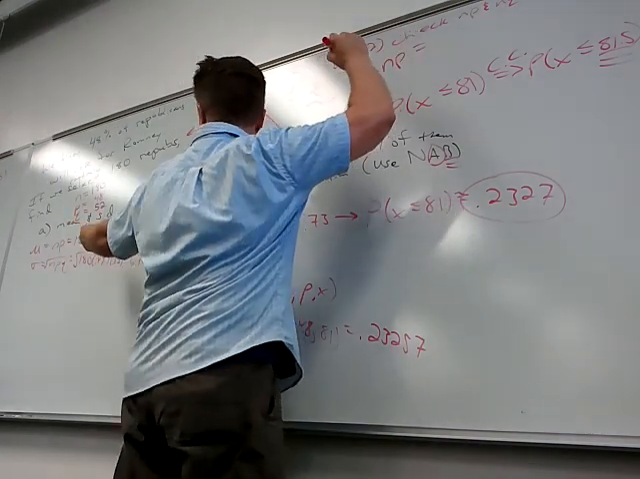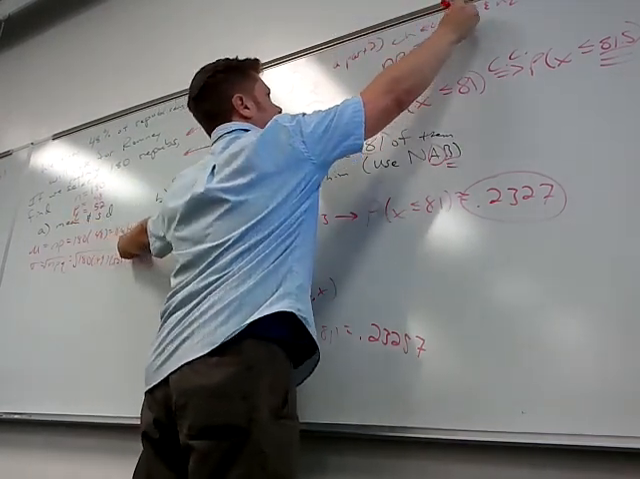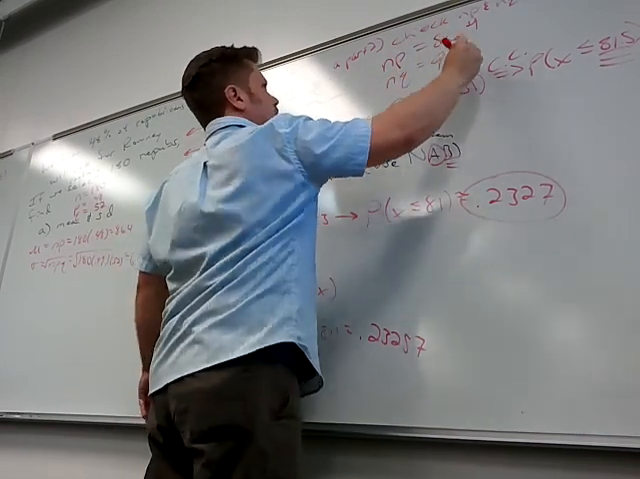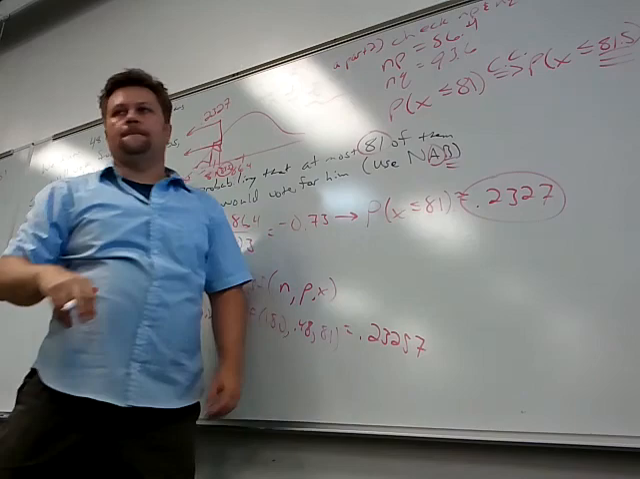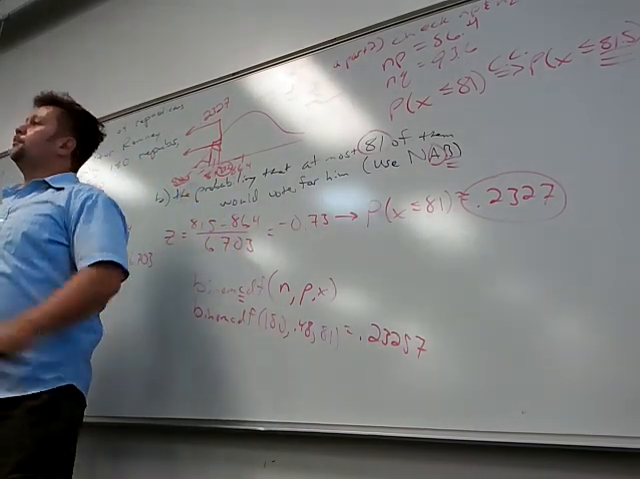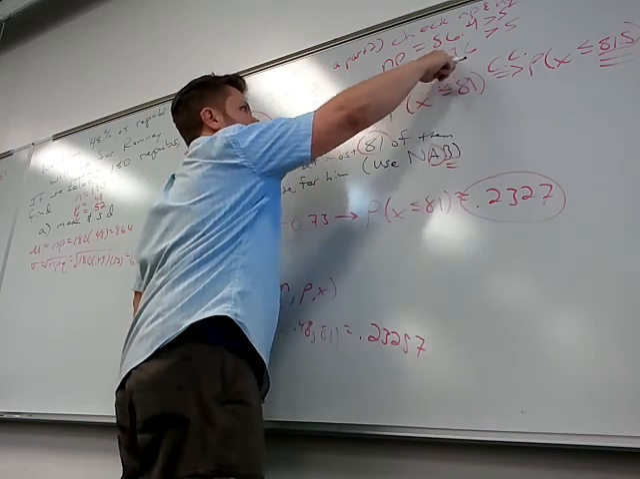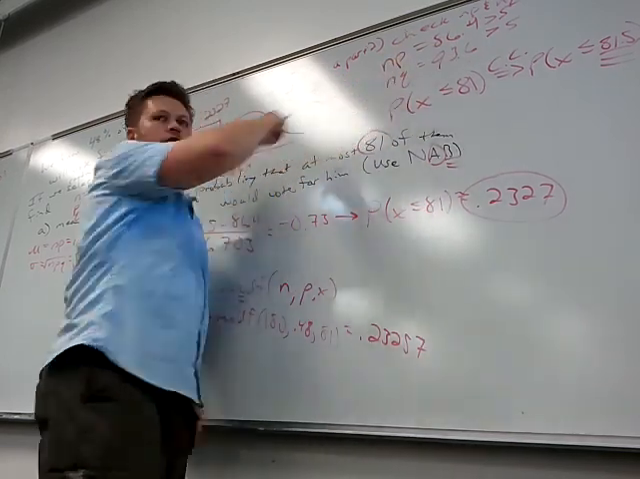NP was 86.4. NQ is going to be 93.6. So they're both bigger than 5. I got that a different way, but you could do N times Q to get that, right?